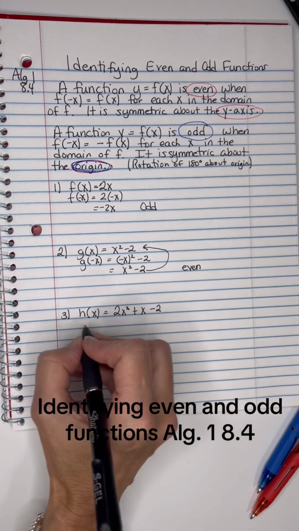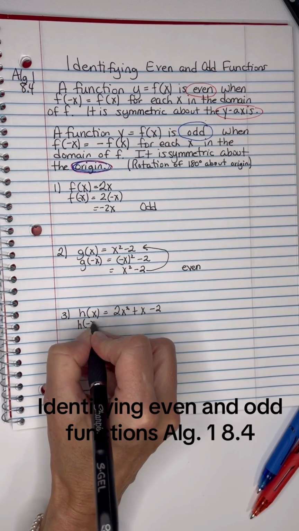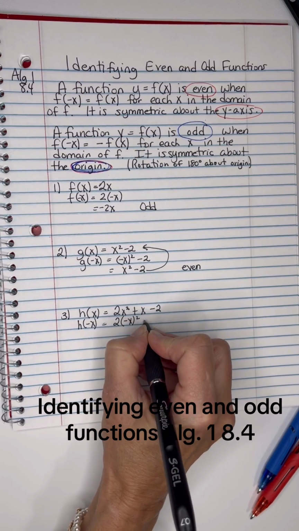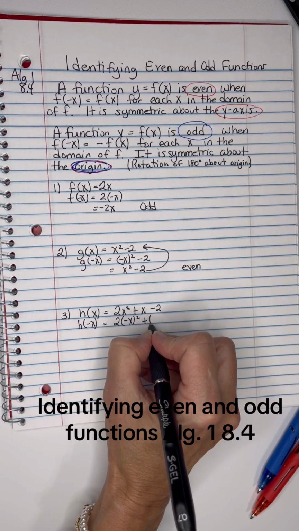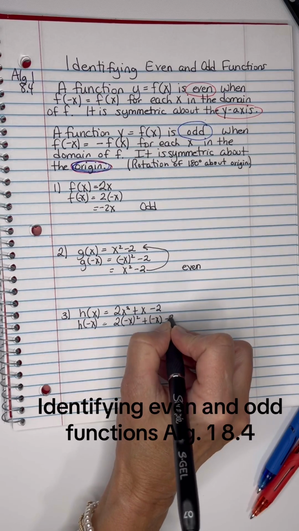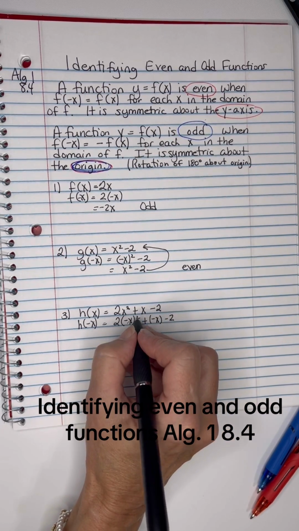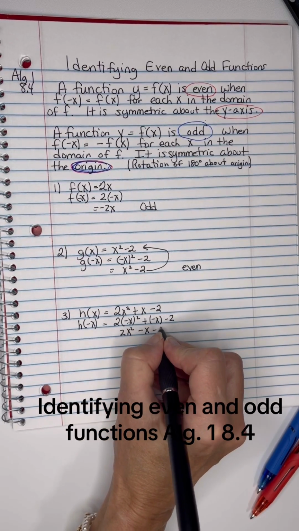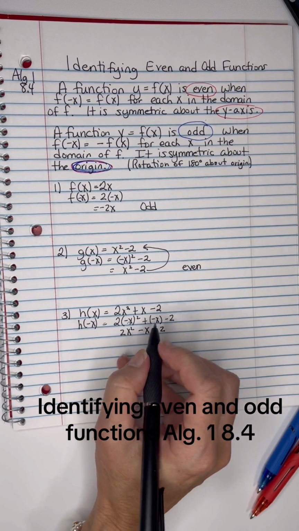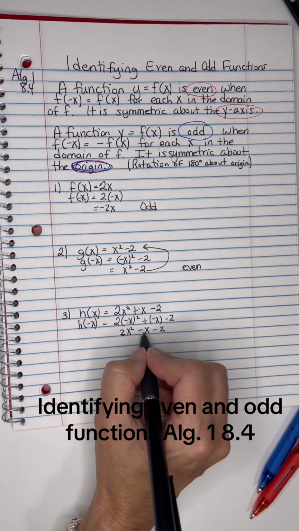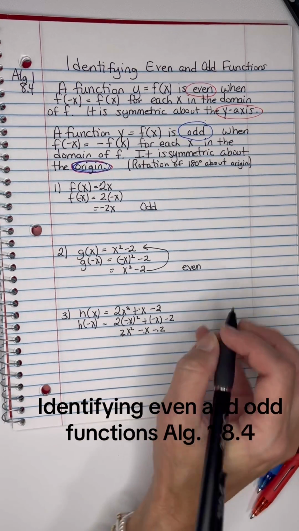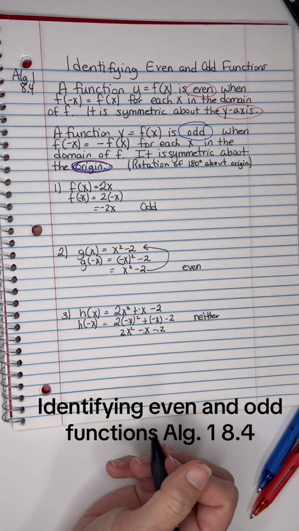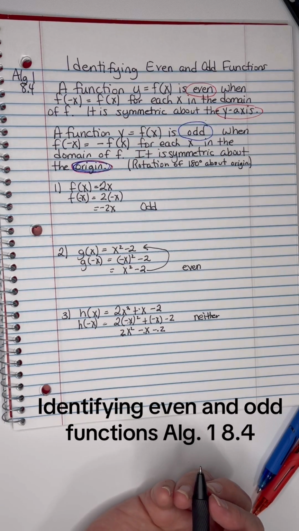Now look at this one. We have to put a negative x into the problem. So 2 times negative x squared plus negative x minus 2, right? So the negative x times the negative x is positive x squared. And then this becomes negative x minus 2. This one right here stayed the same. This one changed signs and then this one stayed the same. So this one right here I would have to say neither. And actually most functions are not even nor odd. They're neither.